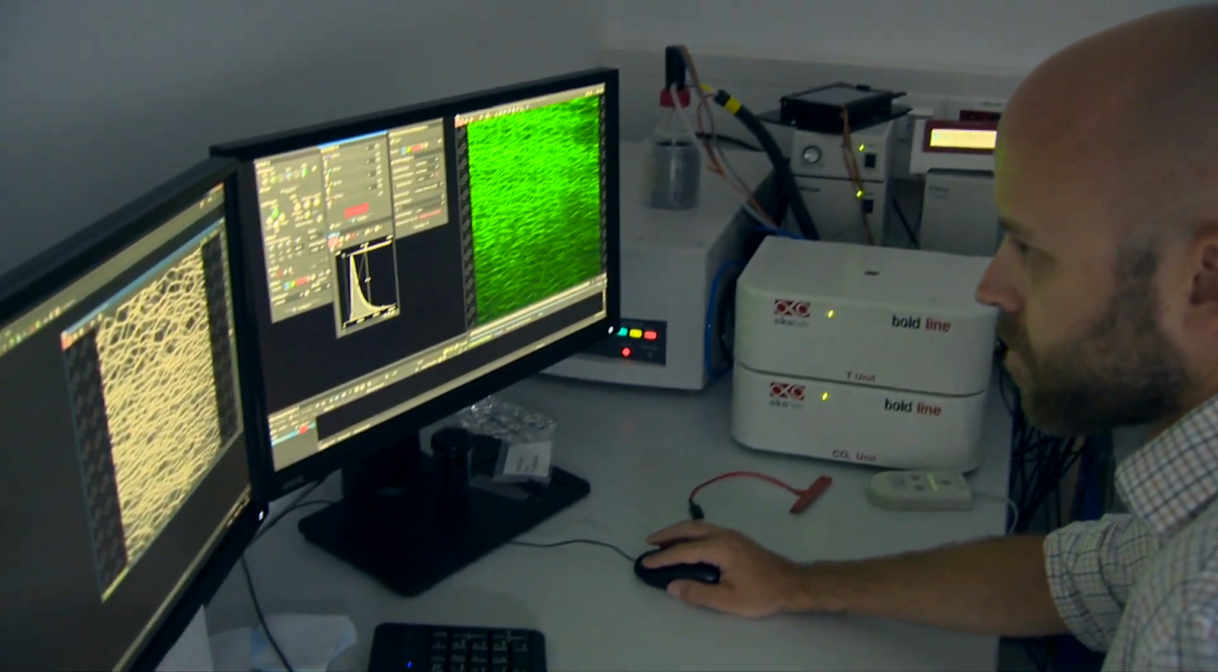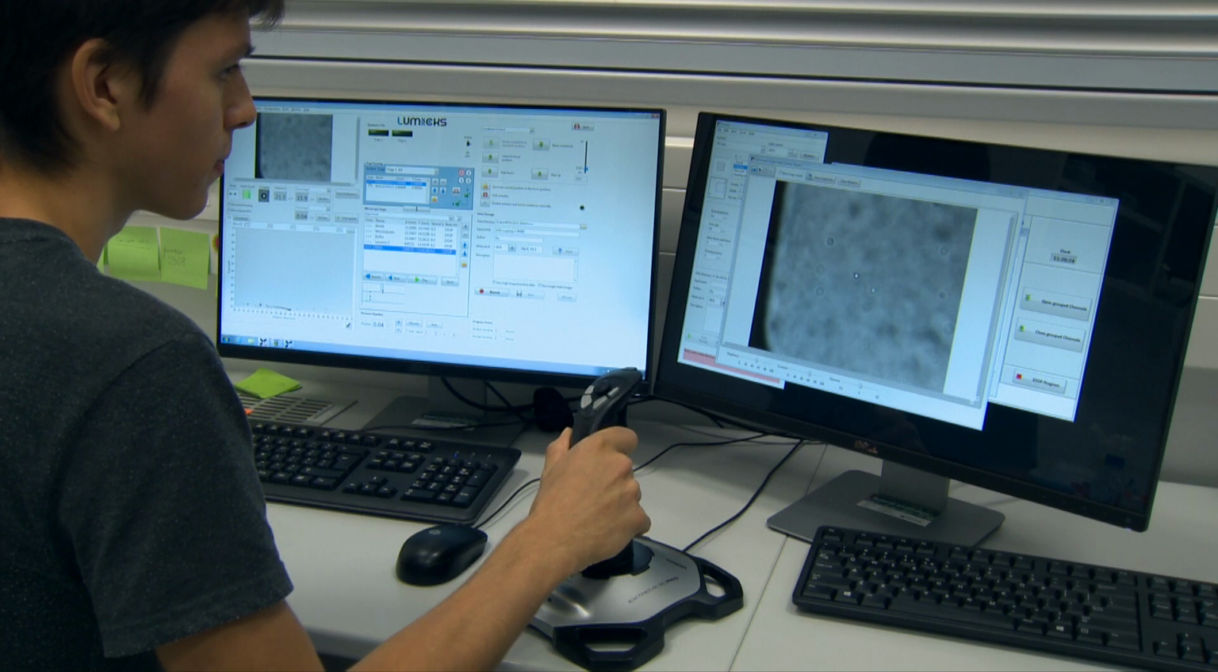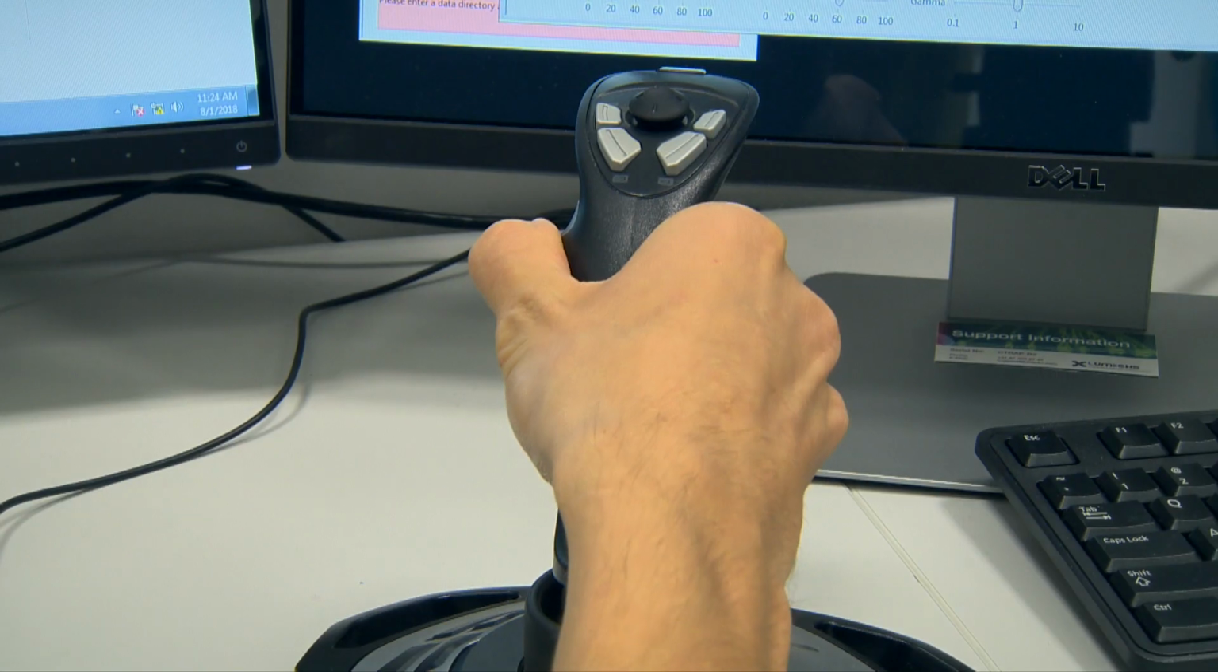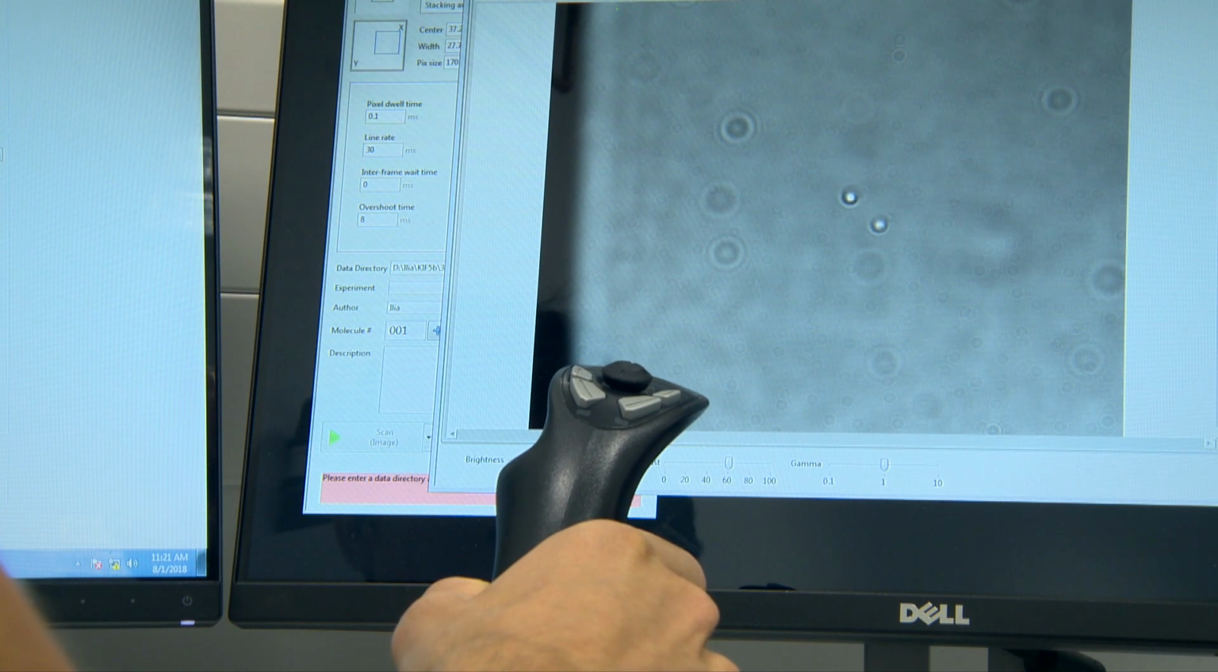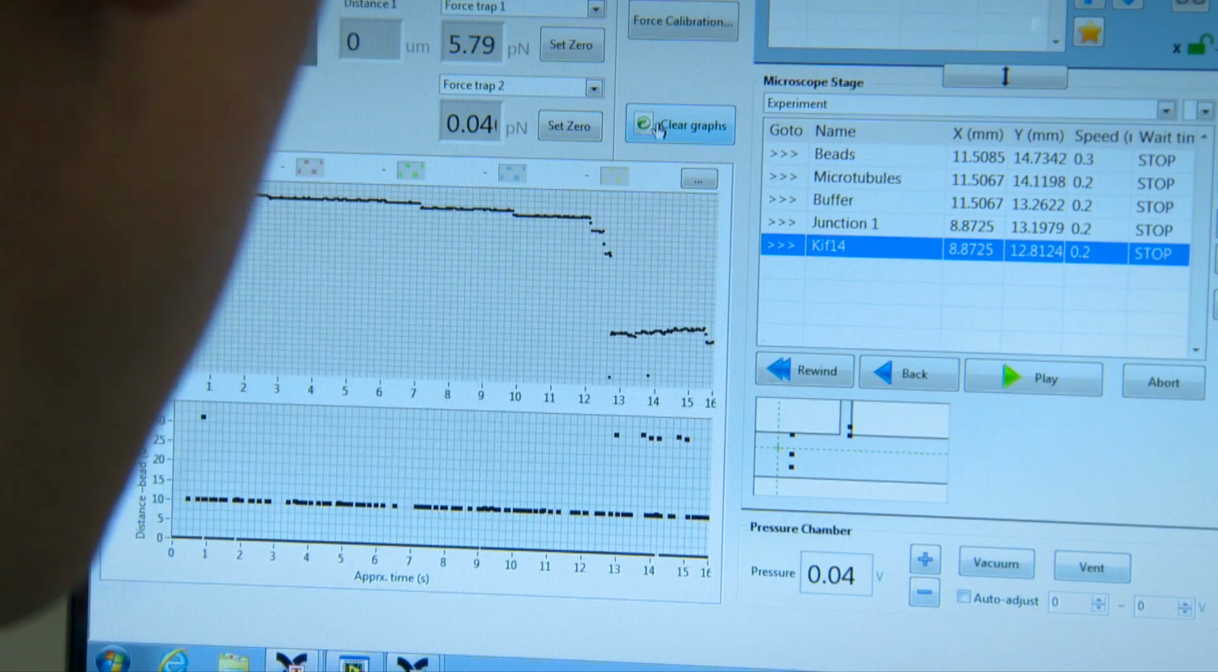Using our cutting-edge equipment, we can manipulate single cytoskeletal filaments or proteins. We can visualize single molecules at work and measure the forces they exert.